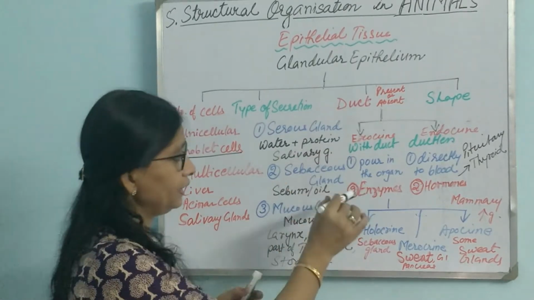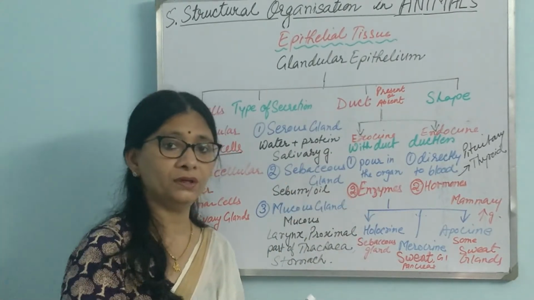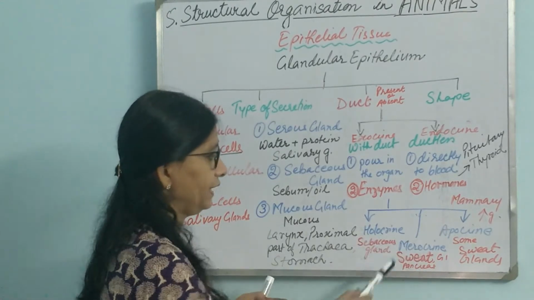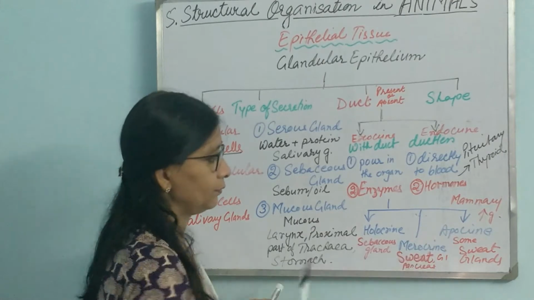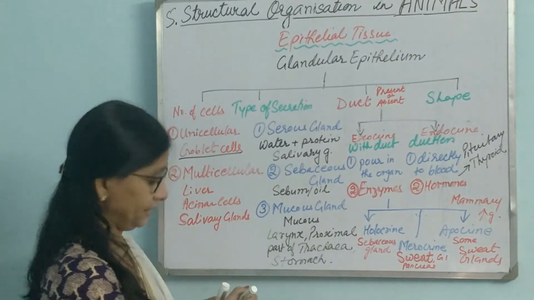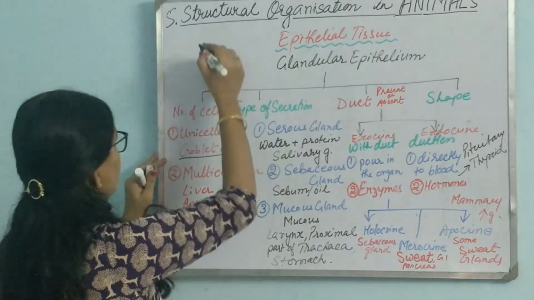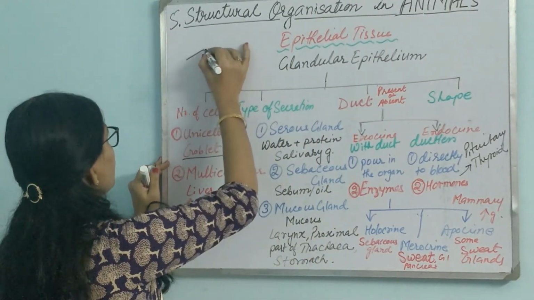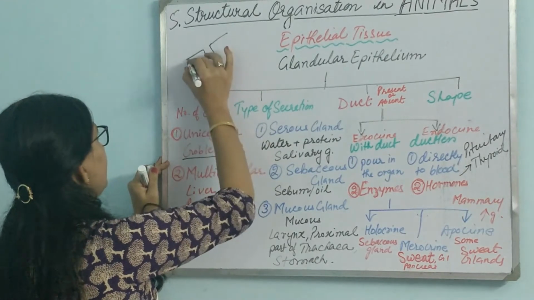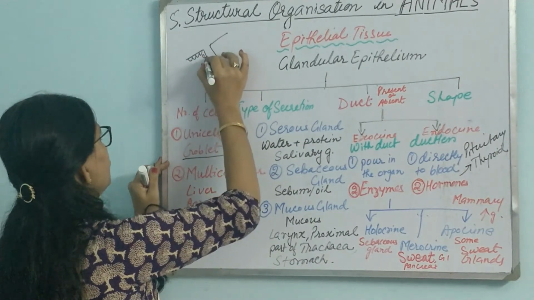Now, exocrine gland, based on how the release of substance is happening, it is divided into three types: holocrine gland, merocrine gland, and apocrine gland. Now, holocrine gland is something like this. Suppose this is the gland. Here there are cells everywhere.